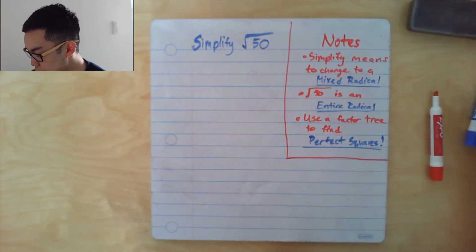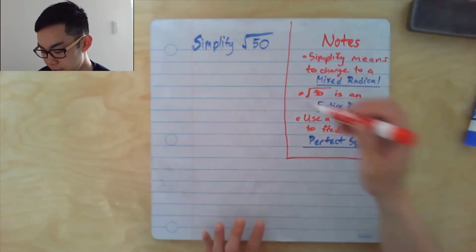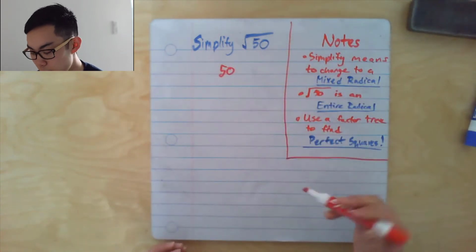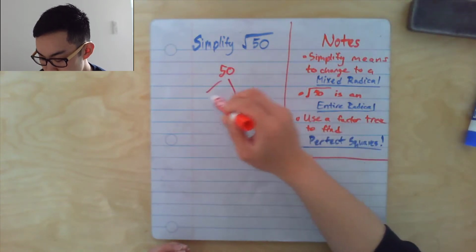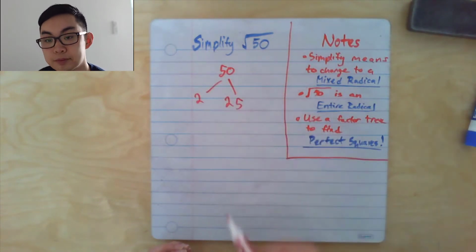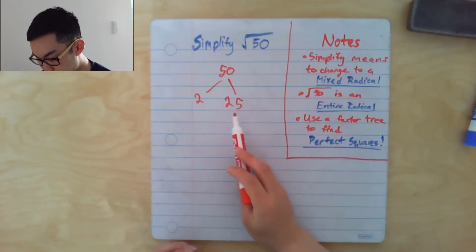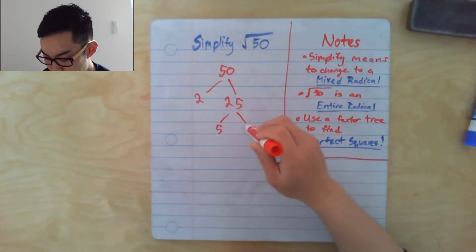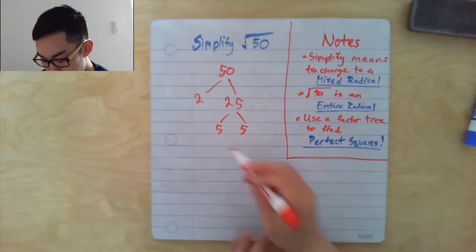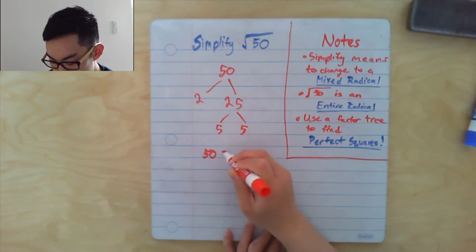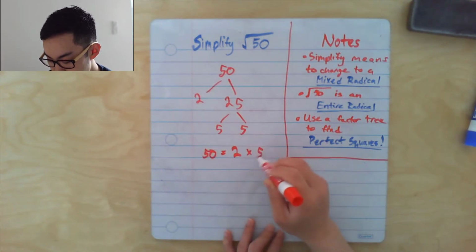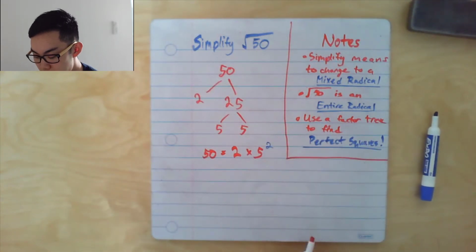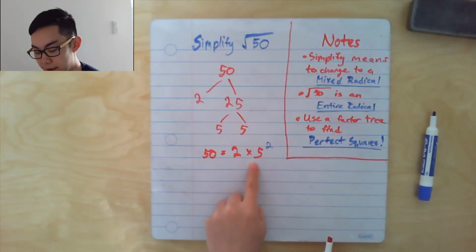So let's do that. I'm looking at the square root of 50, so the number I'm factoring is going to be 50. I know that splits up into 2 and 25. And then 25 is a perfect square, but I'm just going to go a little bit further and get 5 and 5. So that means the number 50 is equal to 2 times 5. And I'm going to note the 2 here, the square, because it's just so important. 50 is equal to 2 times 5 squared.